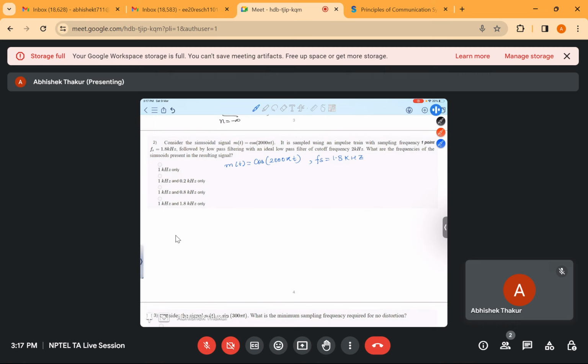The given message signal is cos(2000 pi t), so the spectrum M(f) will be half of delta(f minus 1k) plus delta(f plus 1k), because this is 2 pi into 1000 t. So fm is equal to 1000 hertz, and that's why we have written 1k.